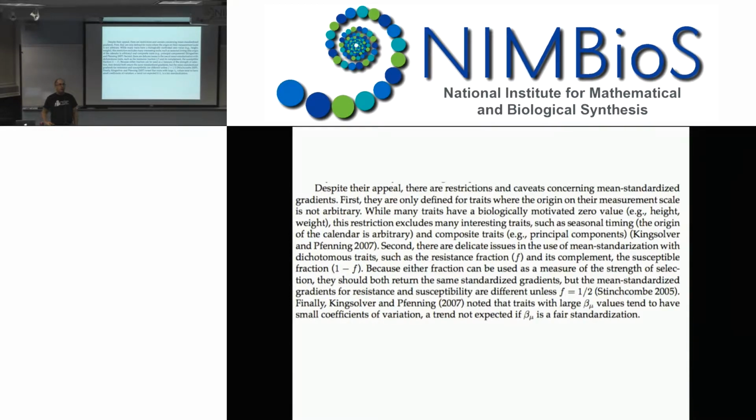Trying to think about that. You caught me off guard. My initial reaction would say you can do it, but no, I think it goes for traits bounded above by zero. But can you get negative values? If you have traits which can get negative values, can you mean standardize? I think the answer is no, right? Yeah, no.